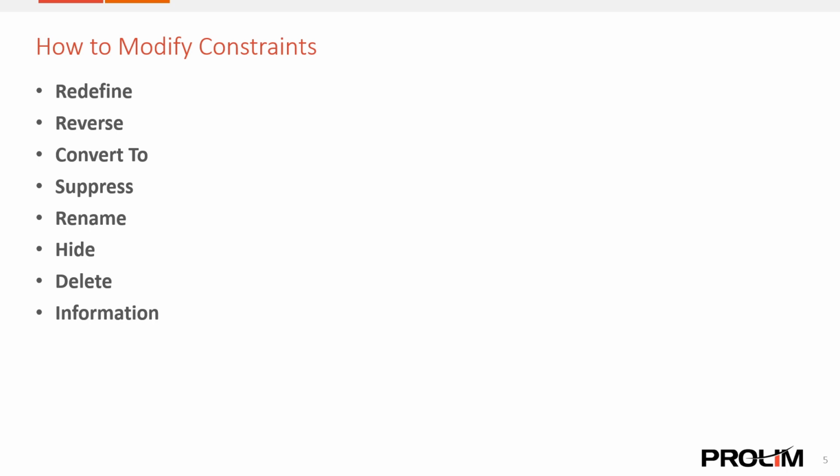Now, jumping back to our PowerPoint slides, we've got 2 more slides to get through, and then I'll show some examples of what I'm talking about for each of these different concepts. So the first thing we're going to talk about is how to modify your constraints. Within your constraints, you can go back in and modify them after the fact. So you can either redefine, reverse, convert, suppress, rename, hide, or delete the constraint, and then you also have the option to see some information about that constraint.